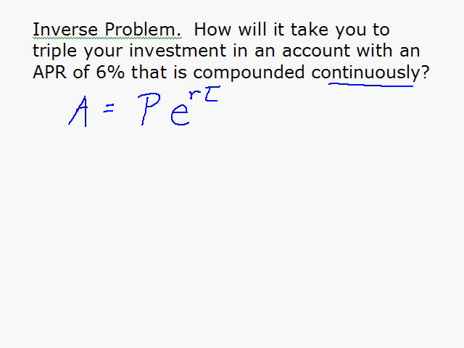Okay, easy enough. What is r? r is your annual percentage rate expressed as a decimal, so it's 0.06. t is time in years. And now you don't know P and you don't know A, but you want to know how long it will take to triple your investment. Your investment is the principal. You want to triple it, means you want 3 times as much in the bank account.